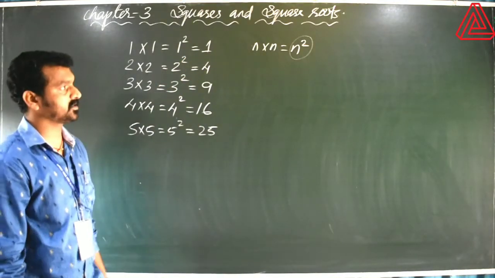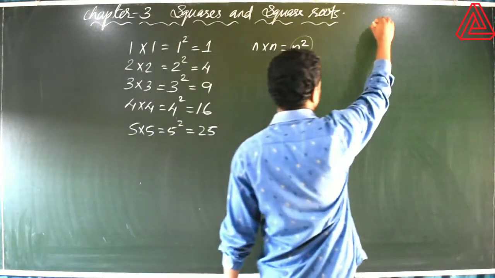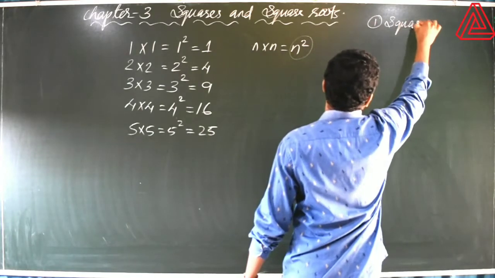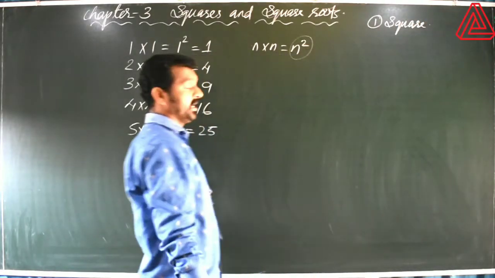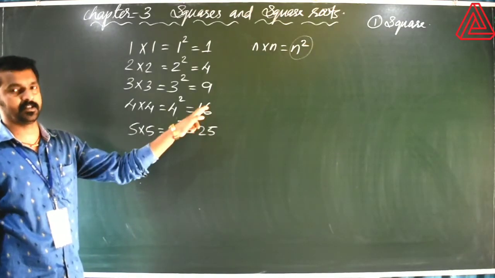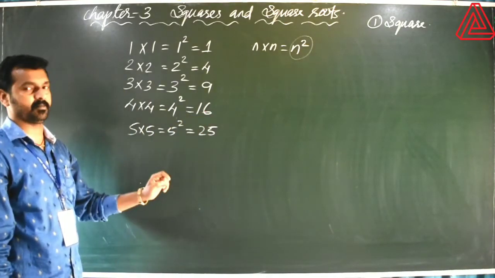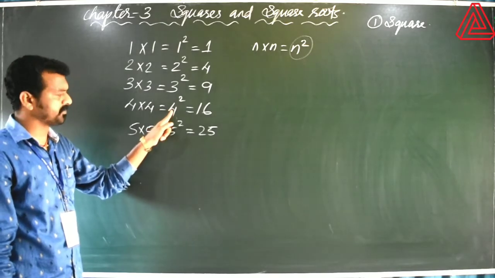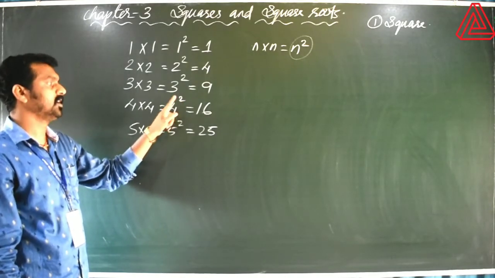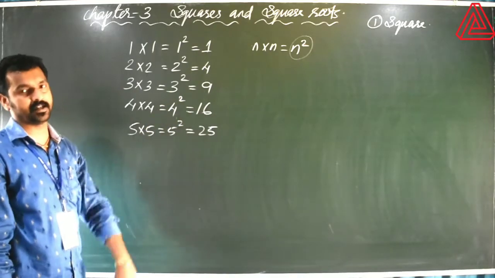Okay, now next one, that is the first point. We are studying the first point, square of a number. When a number is multiplied by itself, the product formed is called the square of that number. Square of a number is obtained by raising the power 2. Raising the power 2, we will get the square of that number.